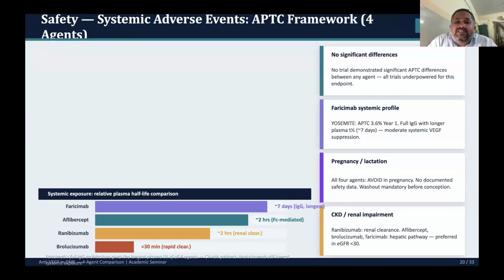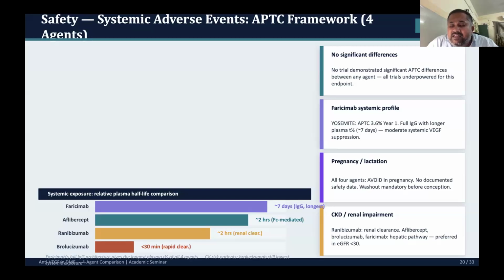Now, systemic adverse effects. I think that one thing I could summarize here is that in terms of systemic exposure, brolucizumab has the highest rapid clearance, less than 30 minutes. Faricimab around 7 days, which is the longest. Aflibercept and ranibizumab were actually quite comparable, quite similar, around 2 hours.